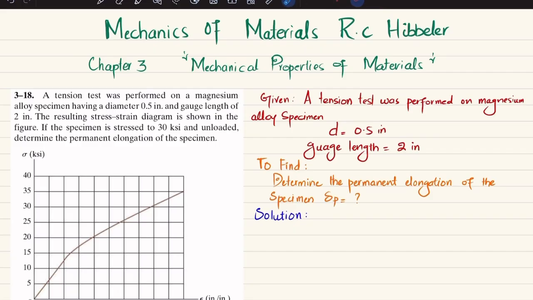Welcome back. In this video, we are going to solve problem 3-18 that is taken from chapter number 3, Mechanical Properties of Materials. And the book name is Mechanics of Materials by R.C. Hibbeler.